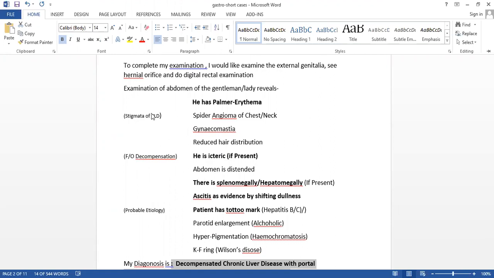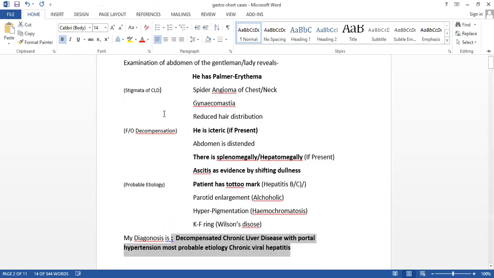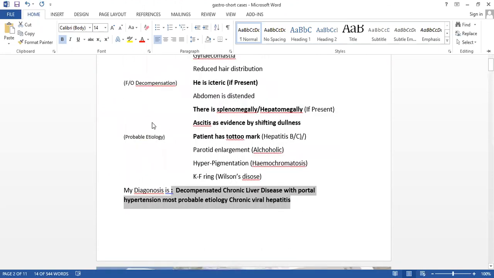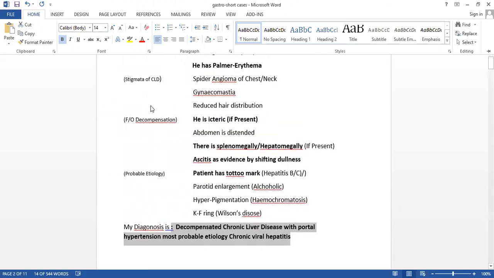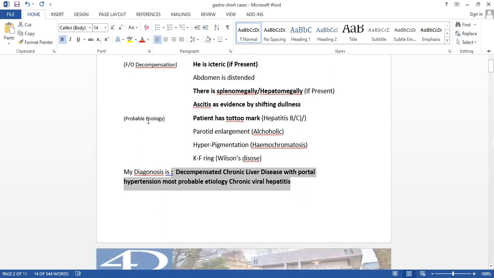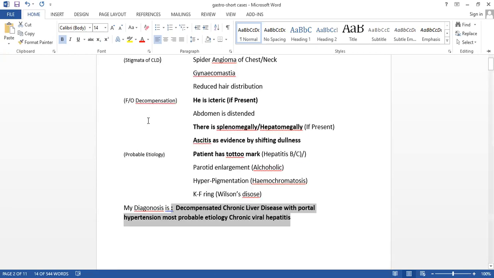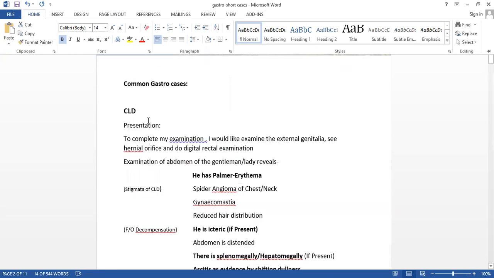What features do you actually need to tell during your presentation? Stigmata of CLD, features of decompensation, and probable etiology. You need to ask about this, and also associated stigmata and splenomegaly, and also keep in mind the portal hypertension. So this is how we should present a case of chronic liver disease.